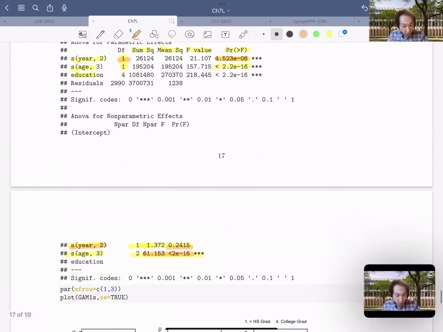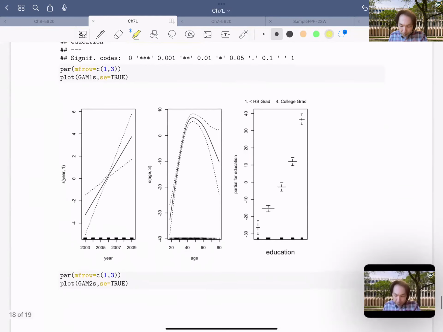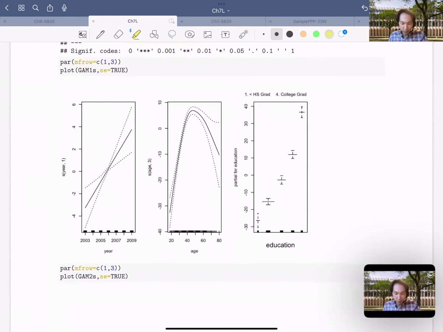So that is useful. So probably based on this result, you want to use the linear term of the year variable and the smoothing spline of age, and also just include this factor variable education. Then you can explain wage somewhat well.